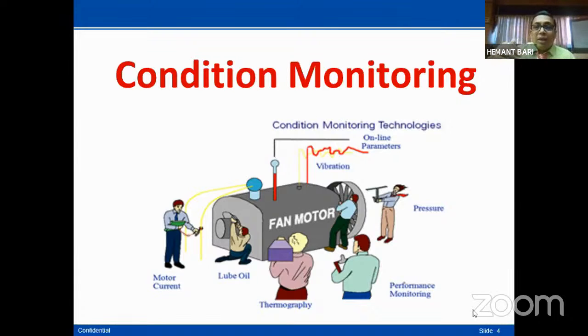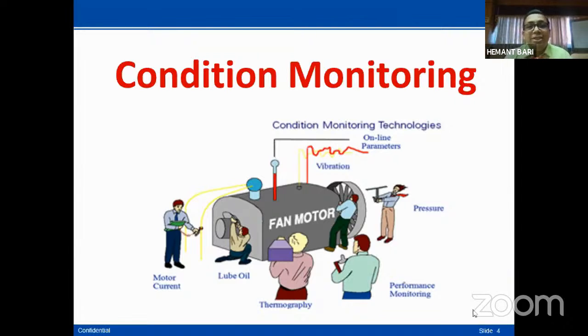Similarly, in condition monitoring also, on a regular basis, from a machine you collect vibration, temperature, pressure, ultrasonic, motor current, oil analysis, and all other process parameters. Just like a human body, each and every parameter has a limit, that your sugar should be in this range. Blood pressure has some range, and other parameters have their ranges. Similarly, each and every condition monitoring parameter of a machine has an ISO standard limit.